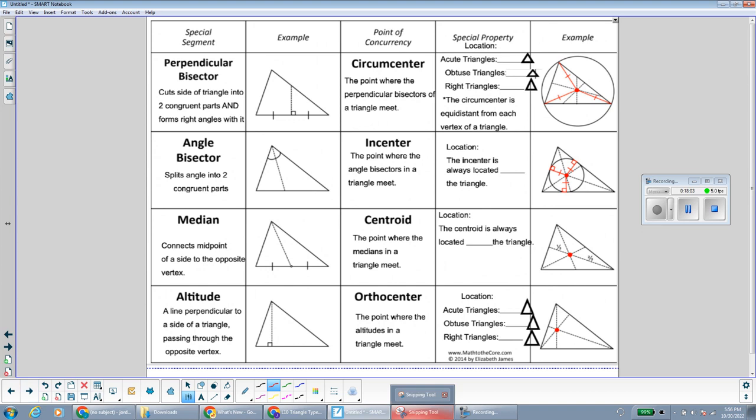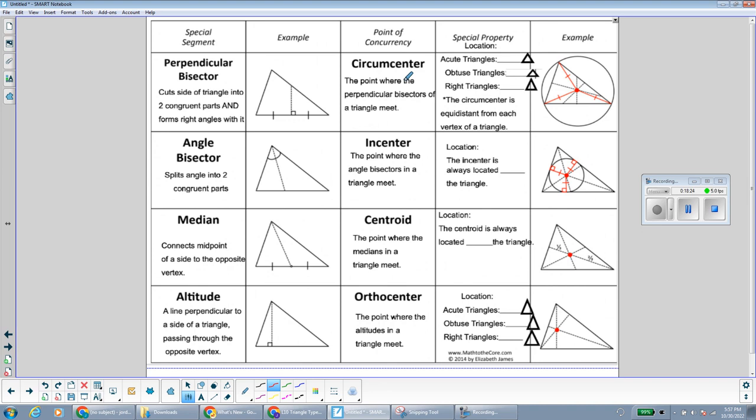So here I have a chart that has the properties of the four special segments that we just talked about: perpendicular bisectors, angle bisectors, medians, and altitudes. So feel free to pause the video so that you can copy this down into your notes or grab a picture of it. So the point where all of the perpendicular bisectors meet is called the circumcenter.